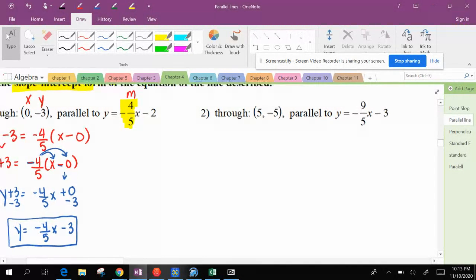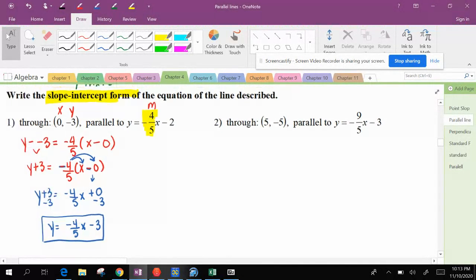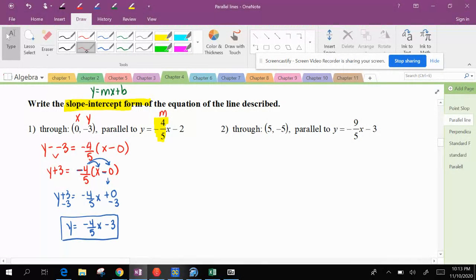All right, let's look at this one together. I put both my equations up there so you can compare. I label my x and my y. What's my slope that I'm going to be using? You're correct if you said negative 9 over 5. Let's plug into our equation together.